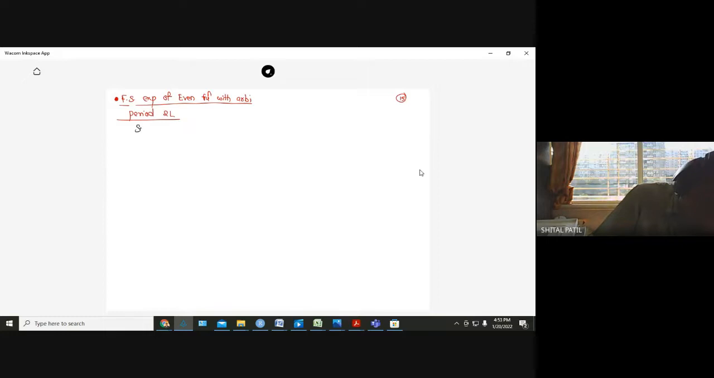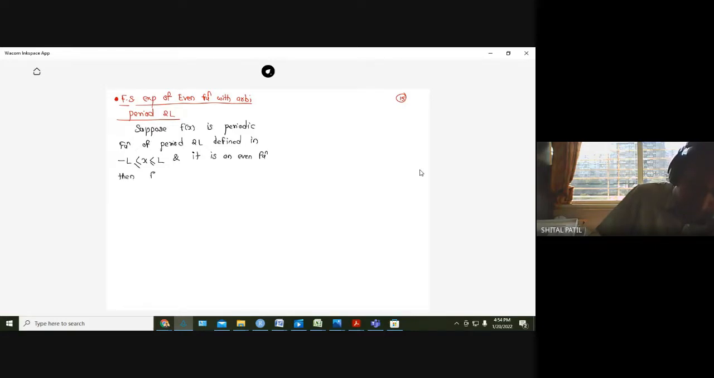Suppose we are writing the definition. f of x is a periodic function of period 2L defined in x between minus L to plus L, and it is an even function.